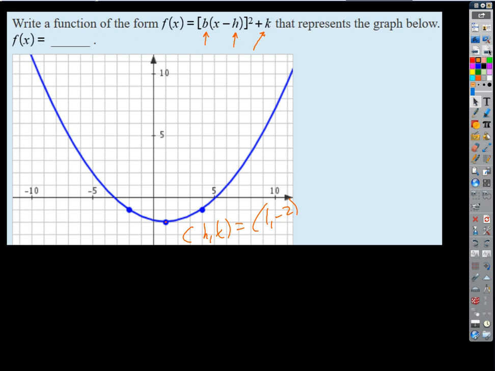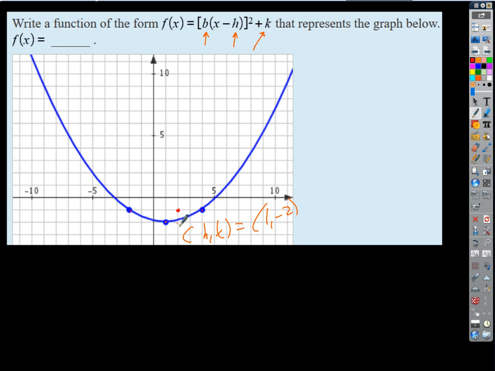So what about this then? Normally, with our parent graph, if this is the vertex, we're going to compare this point, and that point too, to where those points would be in the parent function. They've been dilated. Do you think they've been stretched or compressed? They've been stretched. Normally, if I have a vertical distance of 1, what should the horizontal distance be for our parent graph, x squared? 1, because the horizontal distance squared is the vertical distance. So 1 squared is 1.